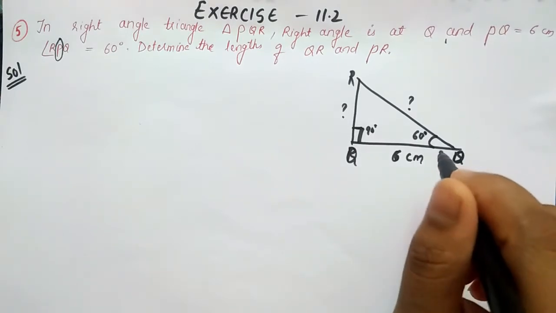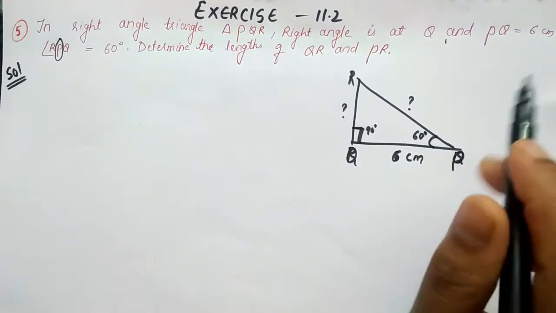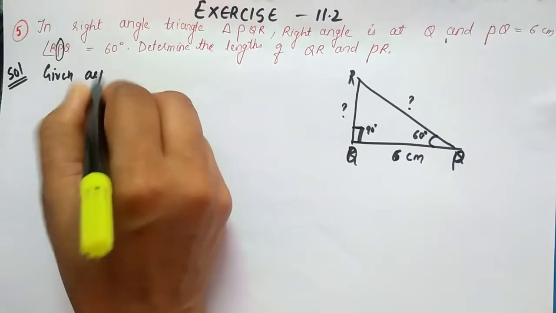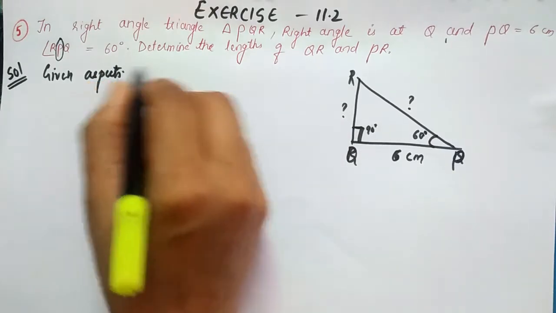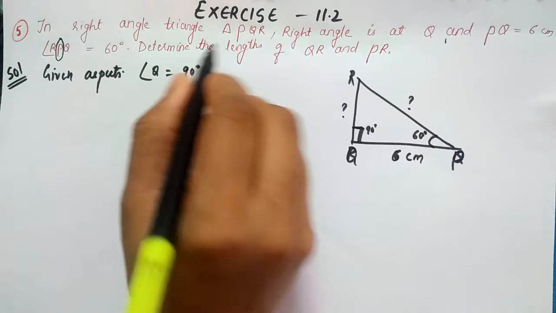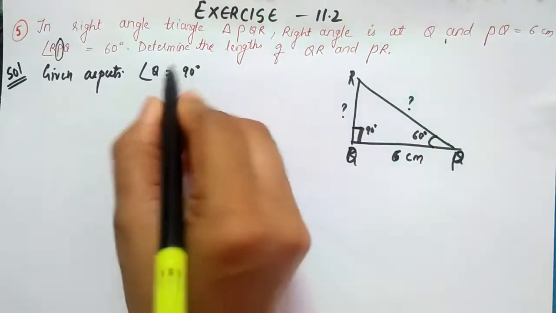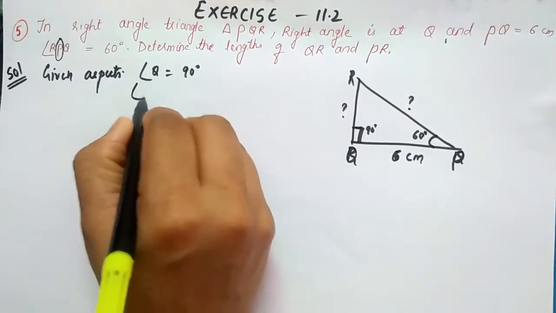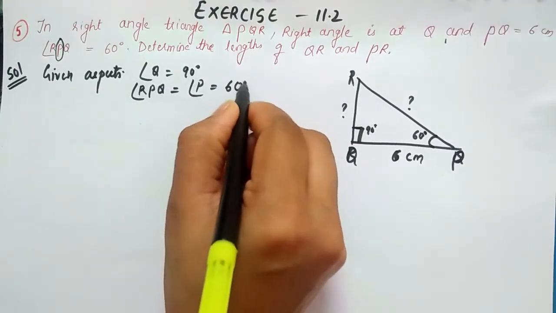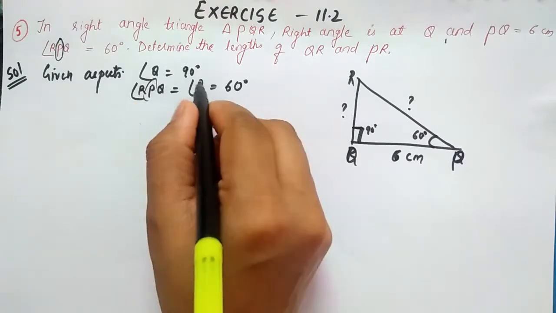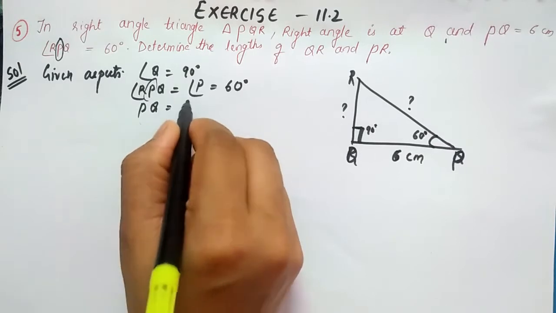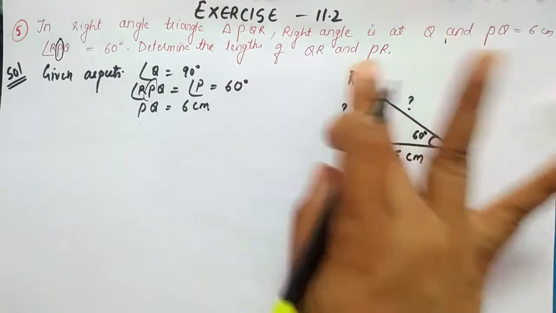In this kind of problem, the first thing we write is the given aspect. What is given? It's a right angle triangle. Right angle at Q, that means angle Q is 90 degrees. Angle RPQ, that is angle P, is 60 degrees. Whatever is in the middle, that angle's value will be given. And PQ is 6 centimeters. We need to find the length.